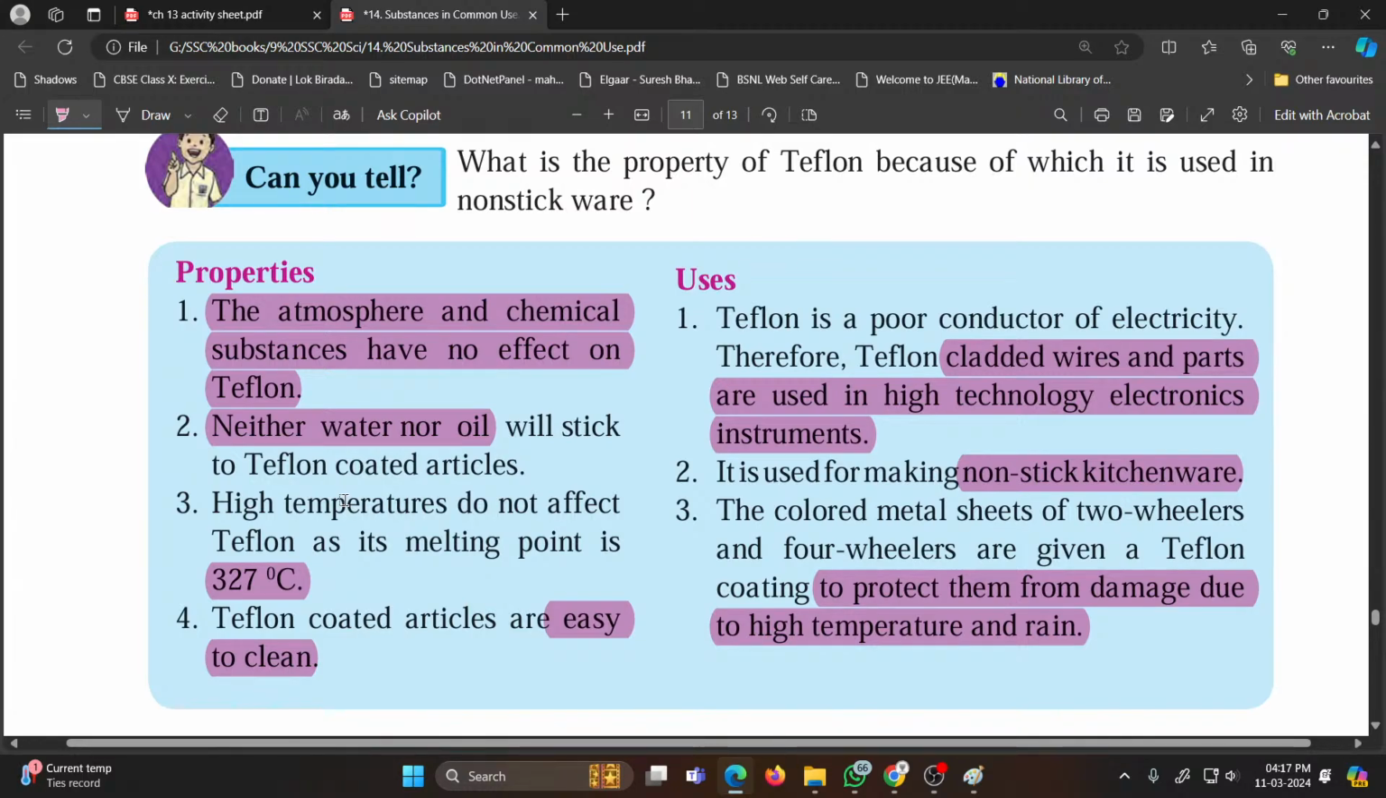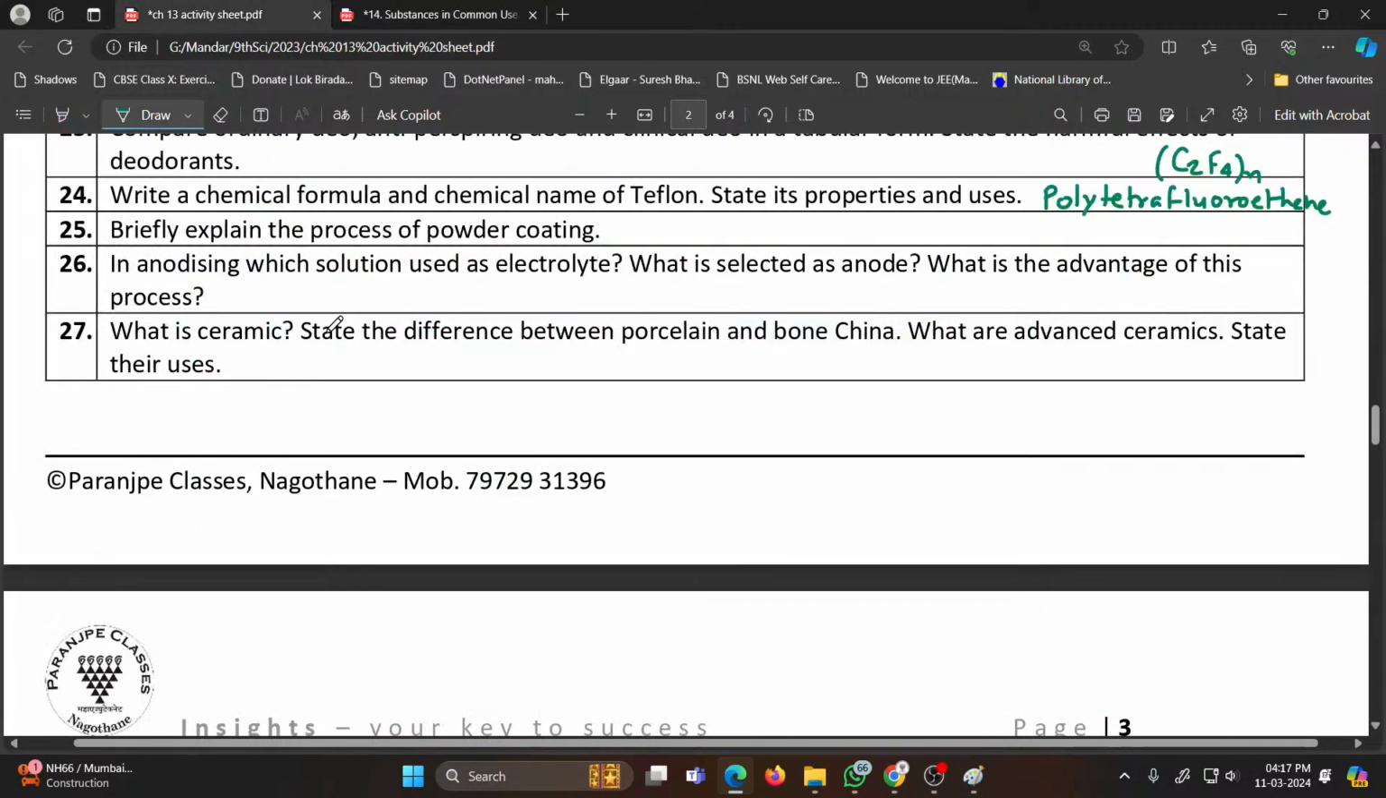Insulator, non-stick kitchenware, then protection from high temperature and rain. No effect of atmosphere, chemical substances, then water and oil does not stick to it. Then it can sustain high temperature up to 327 degrees centigrade, and the articles made up of Teflon are easy to clean.